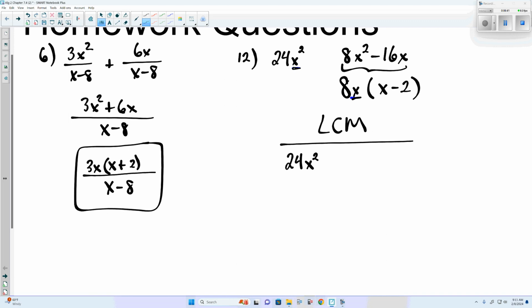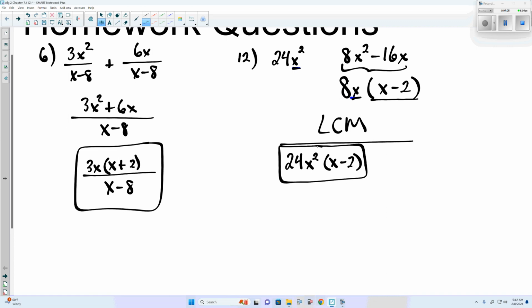Since one of them has x squared, the other's x to the first, we're going to multiply by x to get them both to be x squared. And the only other thing missing is x minus 2. So the least common multiple for 24x squared and our 8x squared minus 16x is 24x squared times x minus 2. That's the first expression we can turn both into.